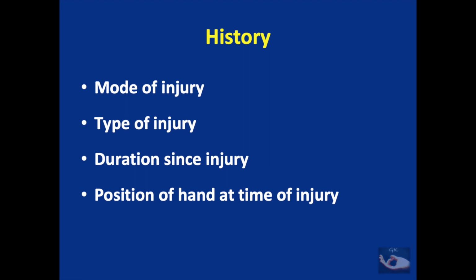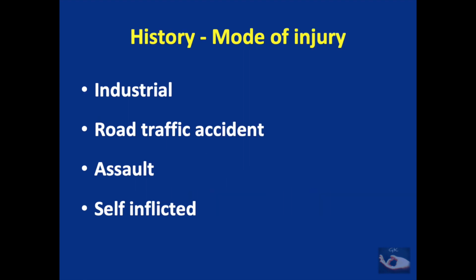The mode of injury, type of injury, duration since injury, and the position of hand at the time of injury should be ascertained. The mode of injury could be industrial, a road traffic accident, assault, or self-inflicted wound. The difference is that the first two, that is the industrial or road traffic accidents, may be associated with more skin lacerations and injury than the patients who have sustained an assault or a self-inflicted wound.